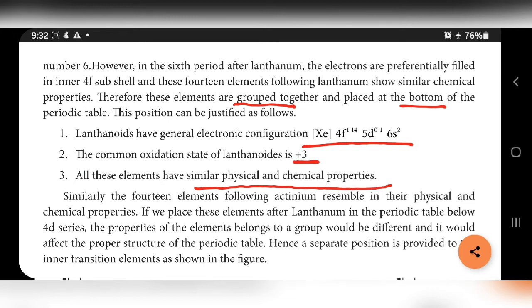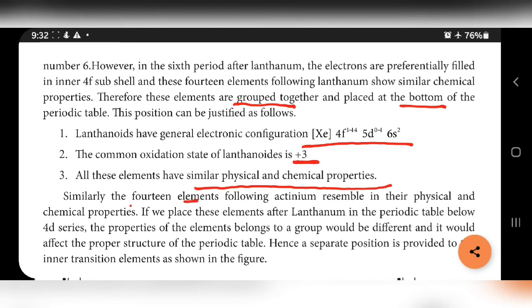Similarly, the 14 elements following actinium resemble each other in their physical and chemical properties. If we place these elements after lanthanum in the periodic table, below the 4d series, the properties of the elements belonging to a group would be different and it would affect the proper structure of the periodic table. So a separate position is provided to the inner transition elements, and they are placed at the bottom of the periodic table.